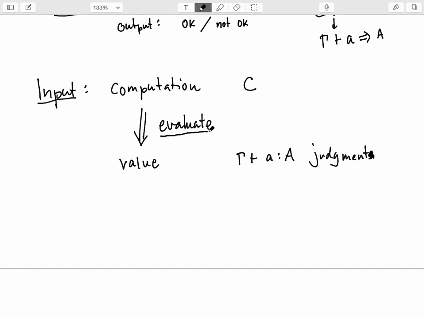Here, this calls for an operational semantics of what's going to go on here. You want to say what's going to go on. So questions. One: what's the evaluation strategy?